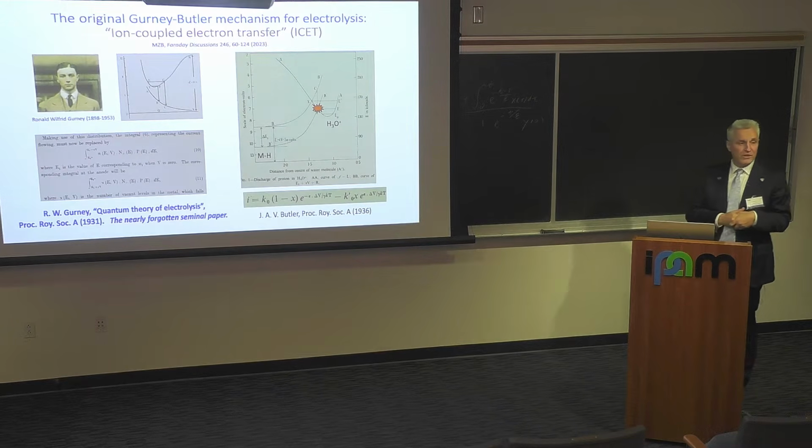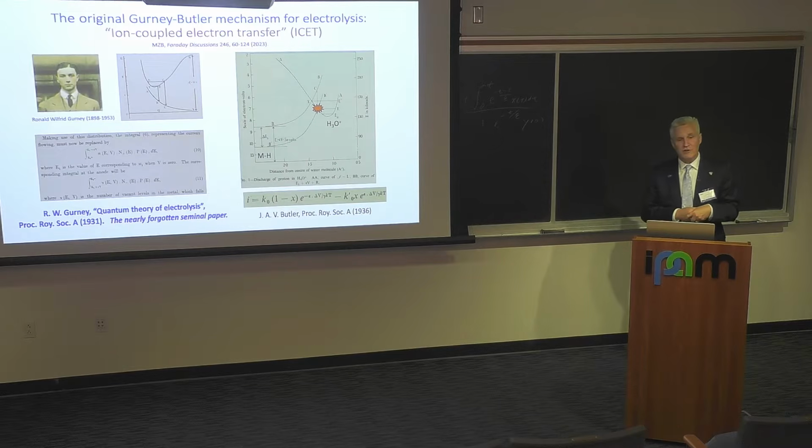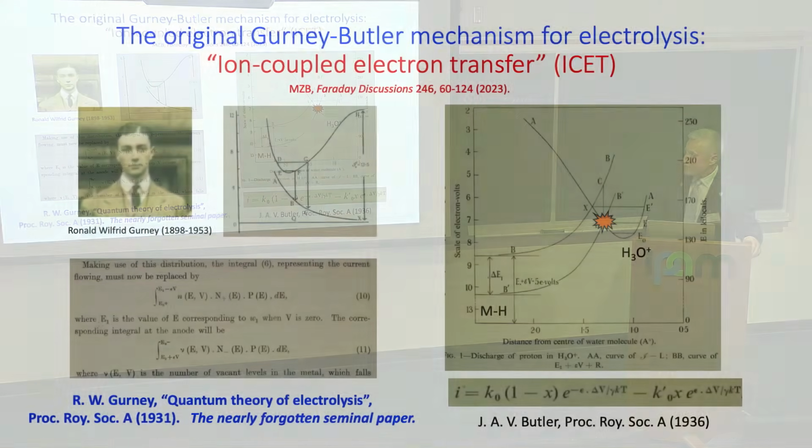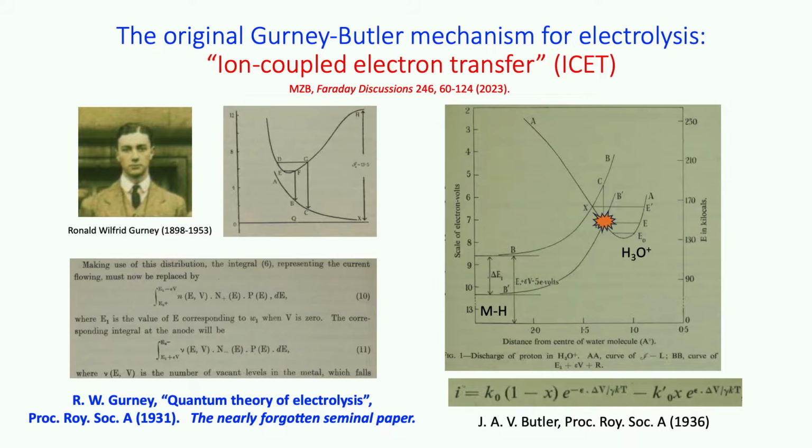I believe this is actually the first paper on quantum theory in electrochemistry. In fact, this guy Gurney actually wrote one of the first textbooks on quantum mechanics, I think, in 1928. And this paper is 1931. And this paper is really very far ahead of its time.